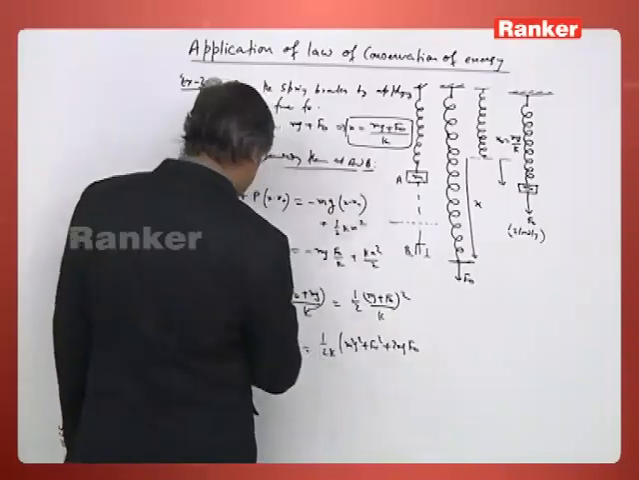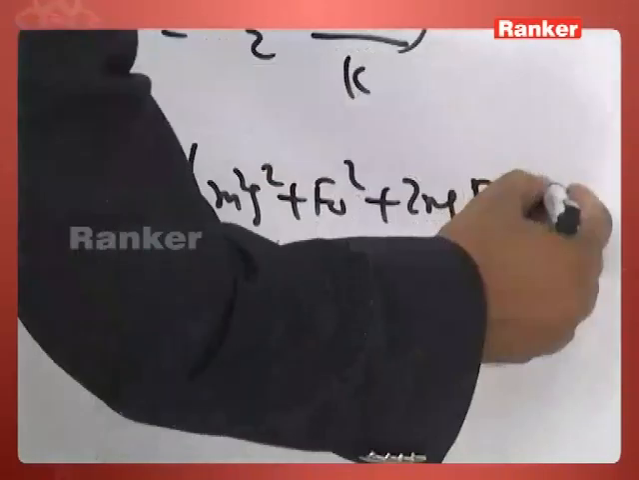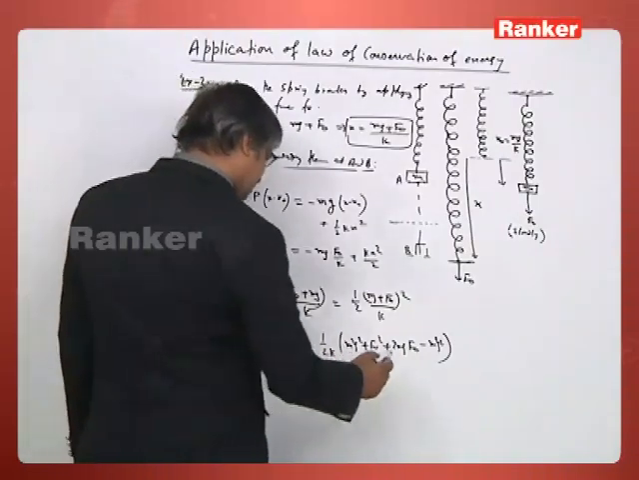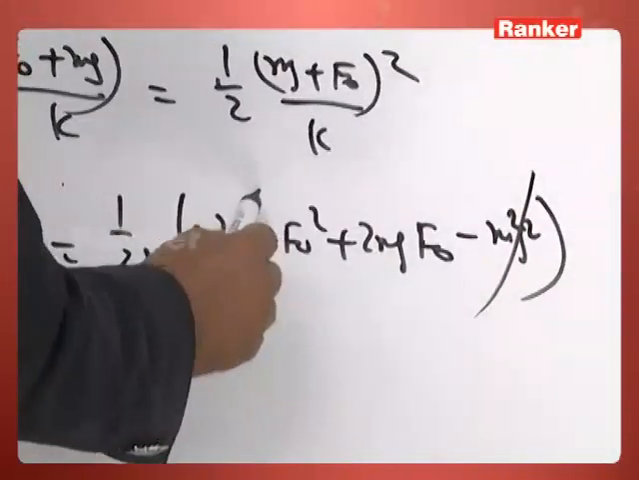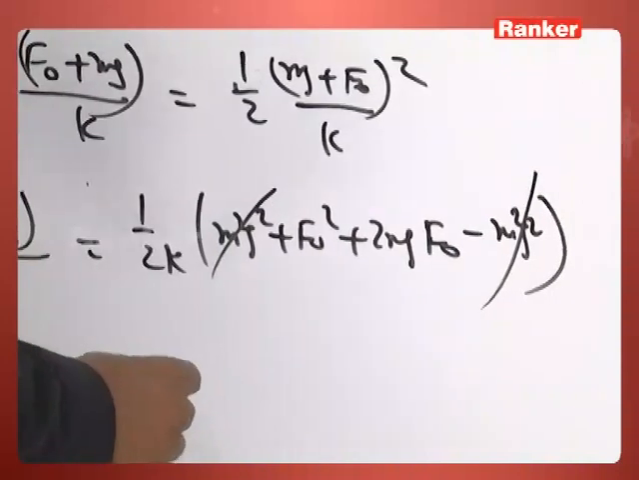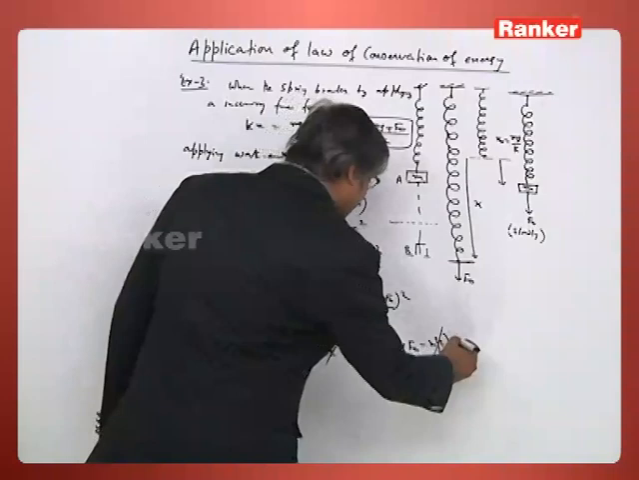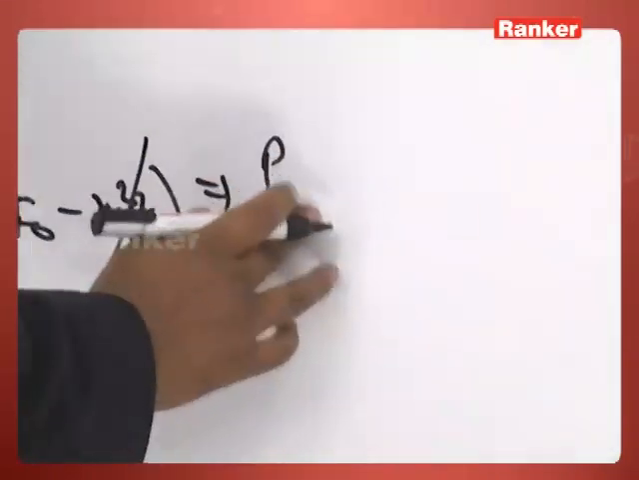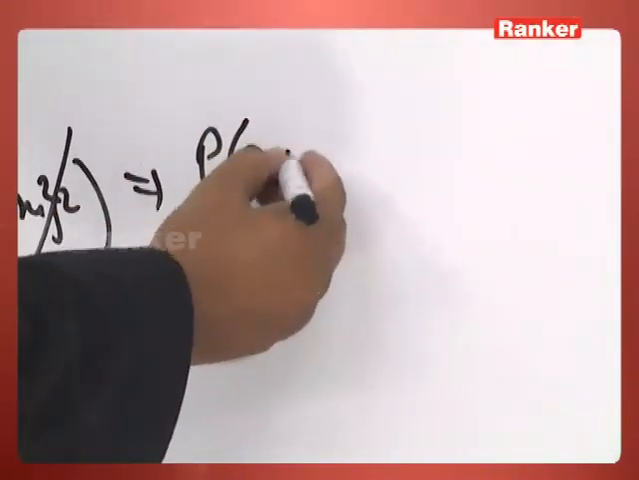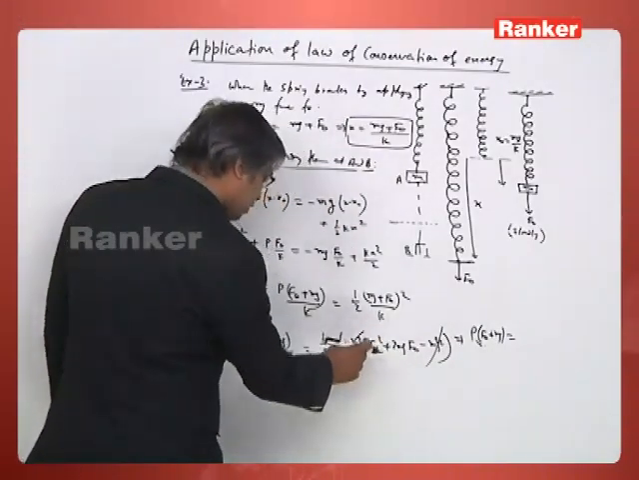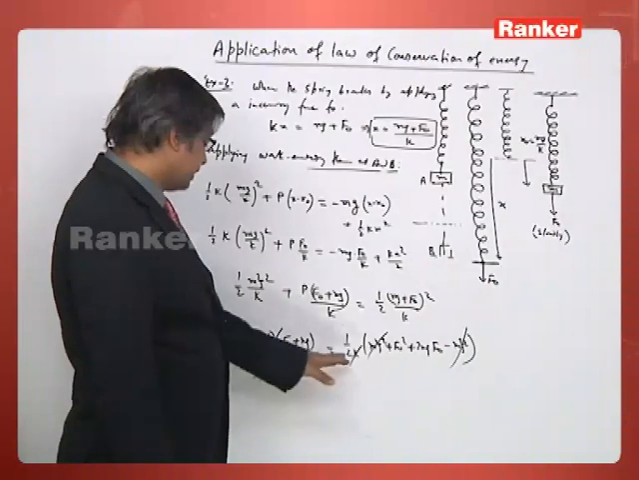And here minus m square g square. So here you see m square g square cancels out and k cancels out. So we have here P into F naught plus mg is equal to, here F naught if I take common. Now you see this k cancels.